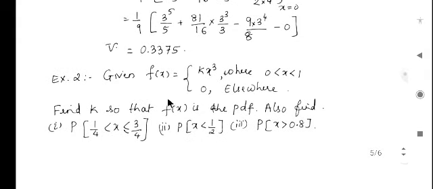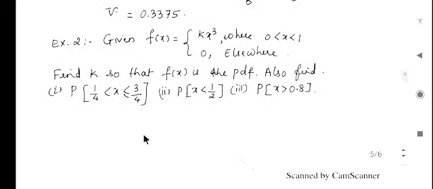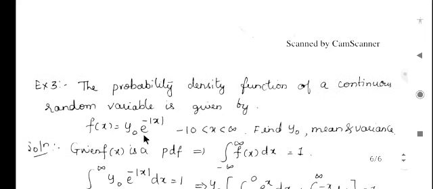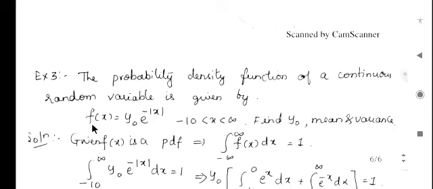Now see, in a similar way you can solve the next problem. Here it is k x cube, where x is from 0 to 1 and 0 elsewhere. Now we can even calculate the different probability values. We have one more different problem in this category. So here just take this problem.